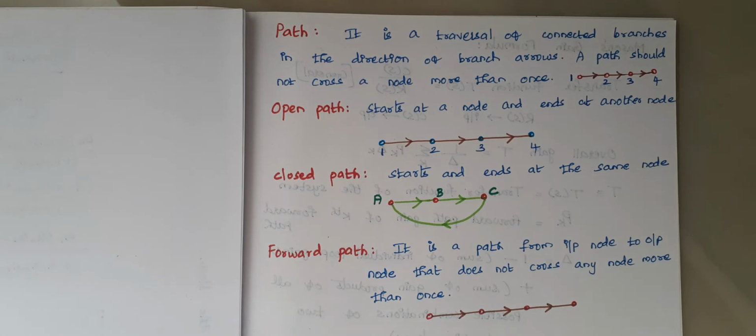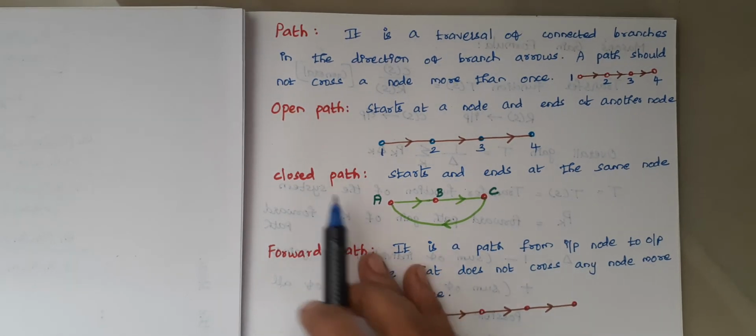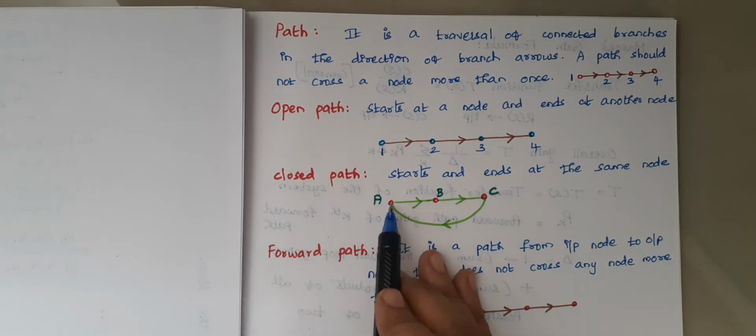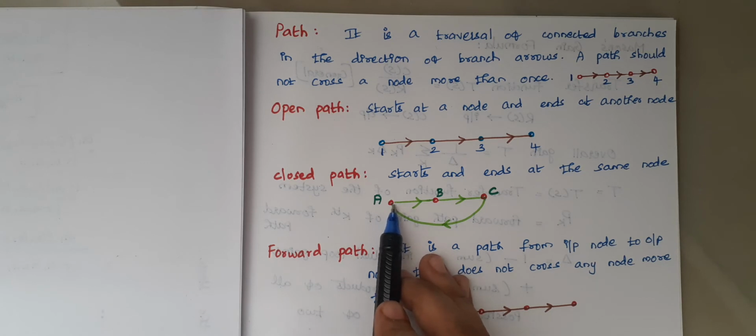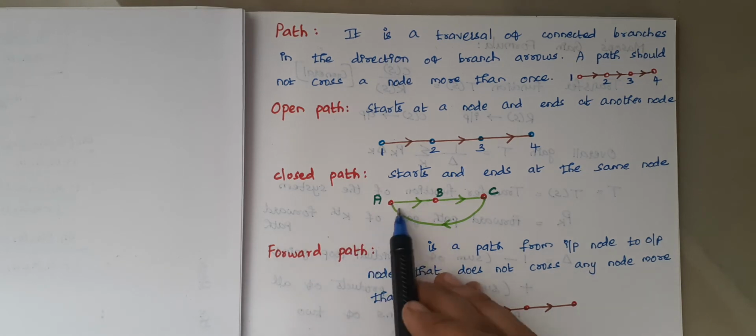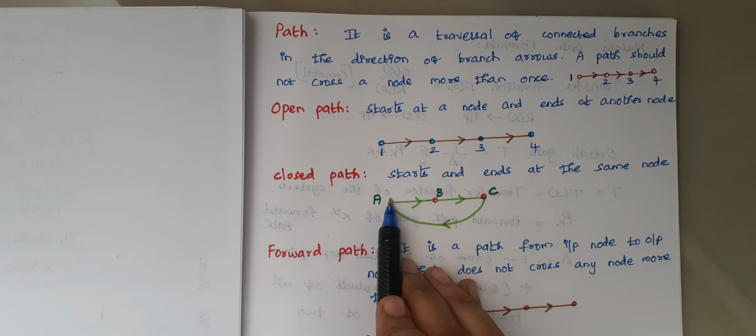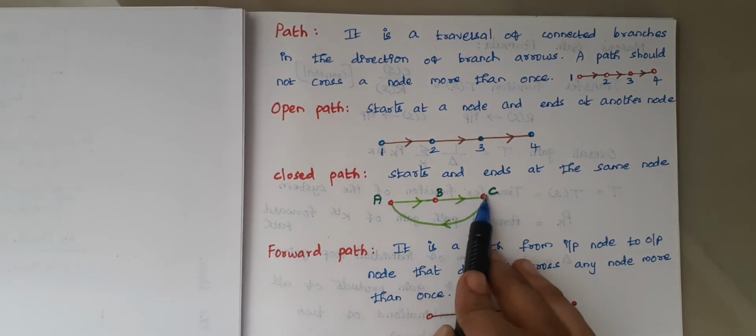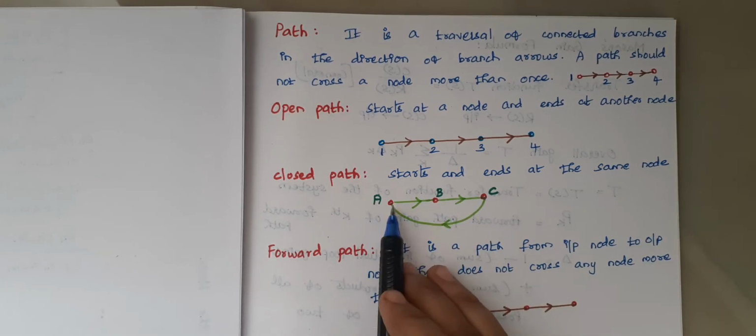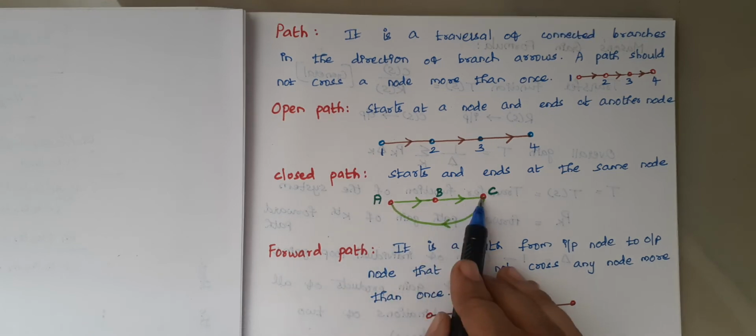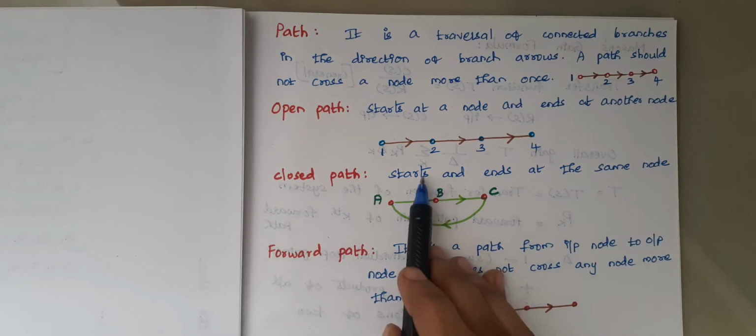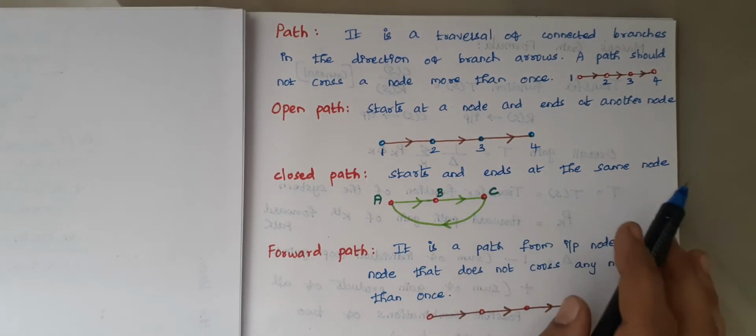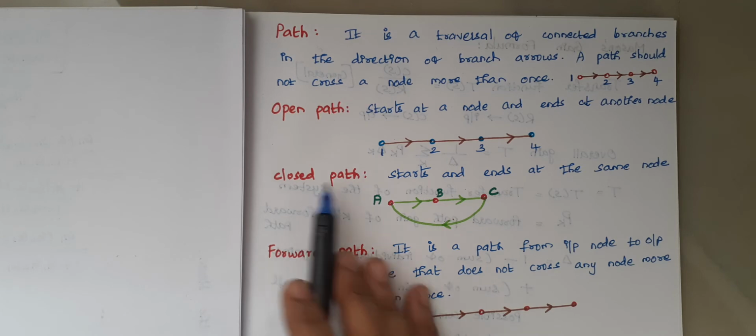And the next one is closed path. In a closed path, it starts at one node, travels through some nodes, and again returns to the node where it started. In this example, the signal starts at node A, travels through B and C, and finally reaches node A again. The path traveled by the signal is known as the closed path. That is, it starts and ends at the same node.